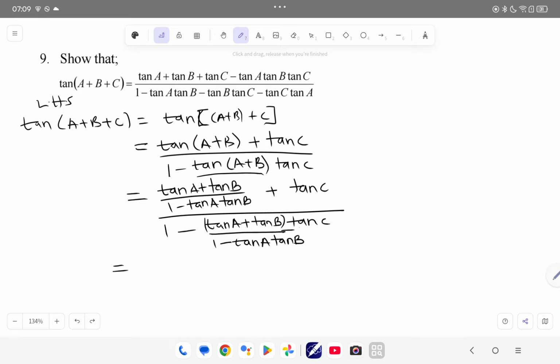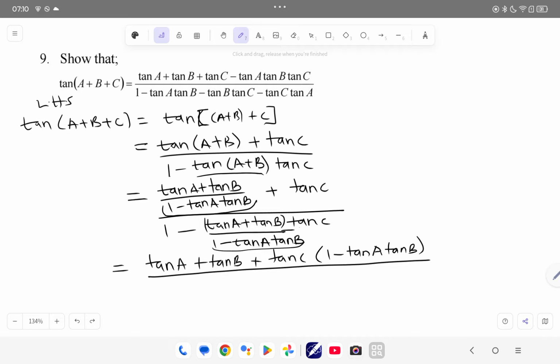Now multiplying through by 1 minus tan A tan B throughout, we shall have tan A plus tan B. If I multiply through by this, the numerator's denominator goes away, cancels, but here it remains tan C into 1 minus tan A tan B out of 1 times this gives us 1 minus tan A tan B, but here it cancels out, we remain with the minus tan C into, that one remains the way it is, into tan A plus tan B.